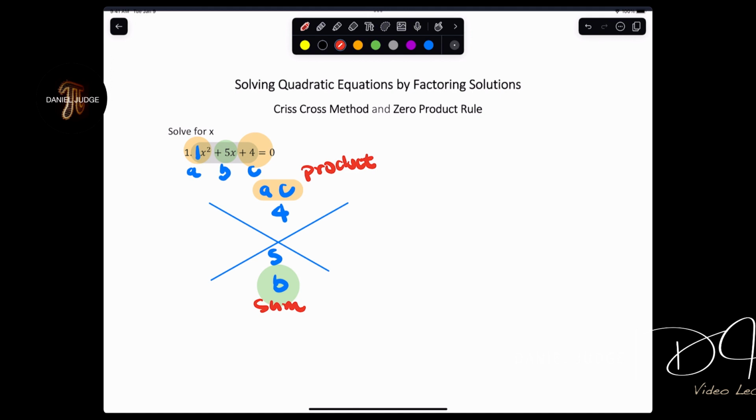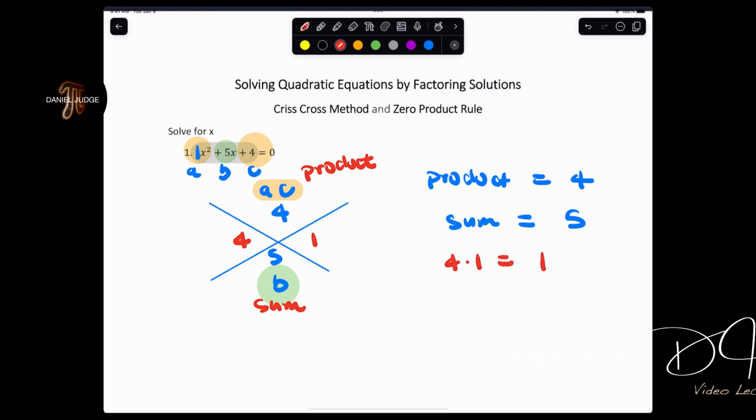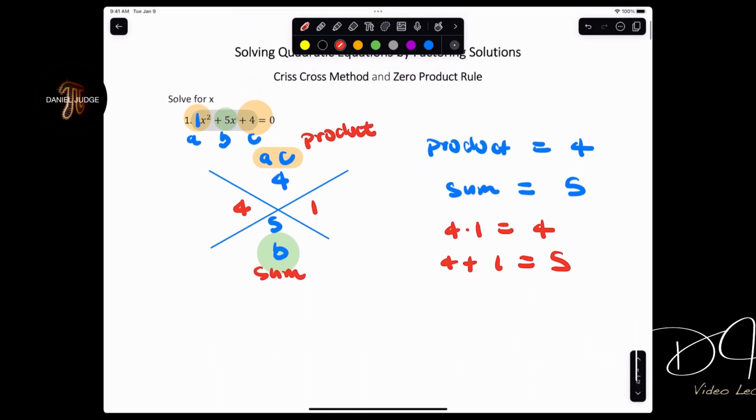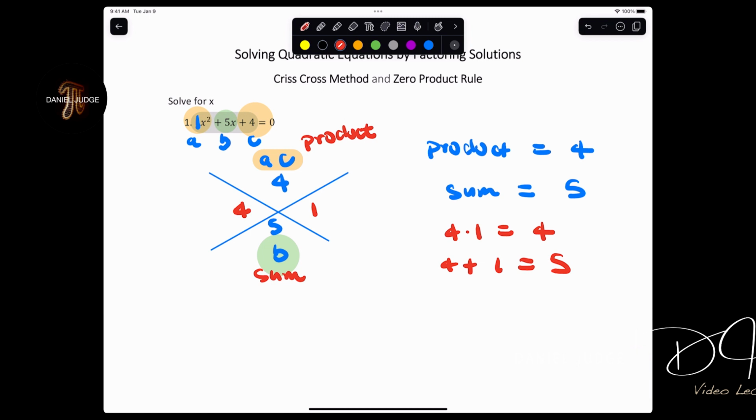So if you think about that, 4 and 1. And sometimes I write it this way. We need the product to be 4 and the sum to be 5. Now 4 times 1 will certainly give us a product of 4, and 4 plus 1 gives us a sum equal to 5. And so those are the two numbers. These are the values that we're going to use here.